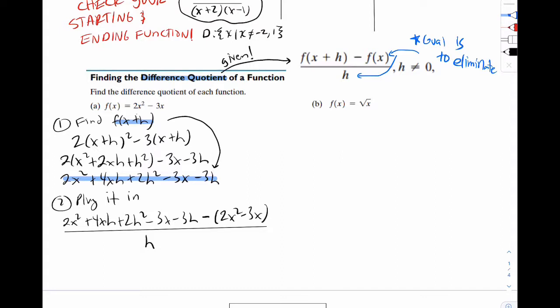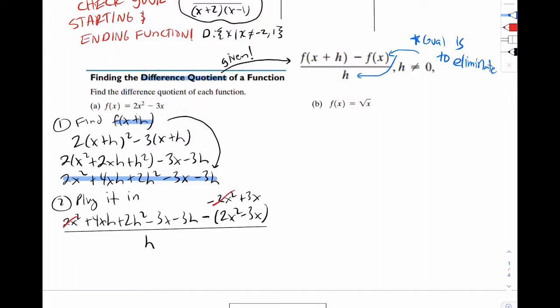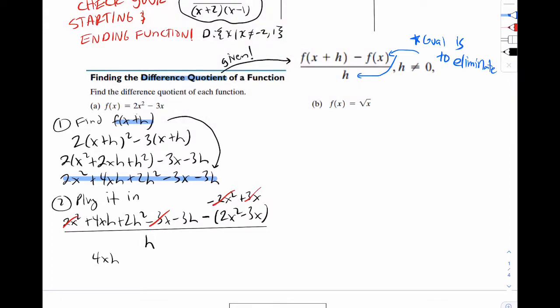So remember the goal. We're trying to eliminate f of x and that h. So if we did it right, a bunch of stuff should cancel out. We distribute that negative. Let's take a look. Yep, the 2x squared cancels, the 3x cancels, and because those canceled, let's look at what's left. 4xh plus 2h squared minus 3h all over h. Now we can reduce the h out, so we get 4x plus 2h minus 3. And there's our answer.